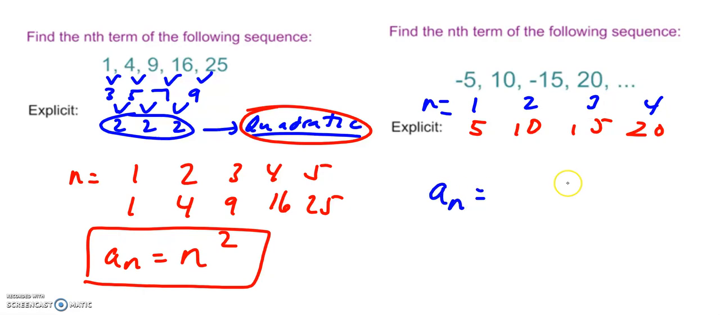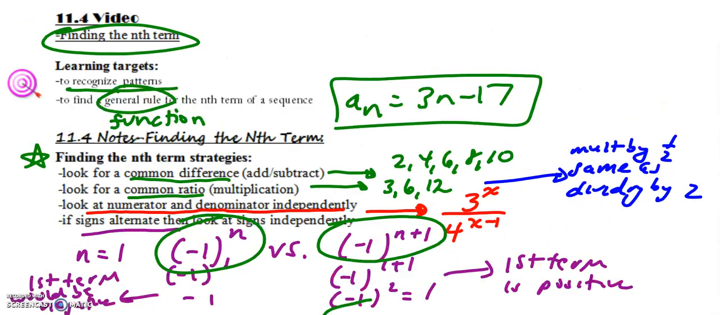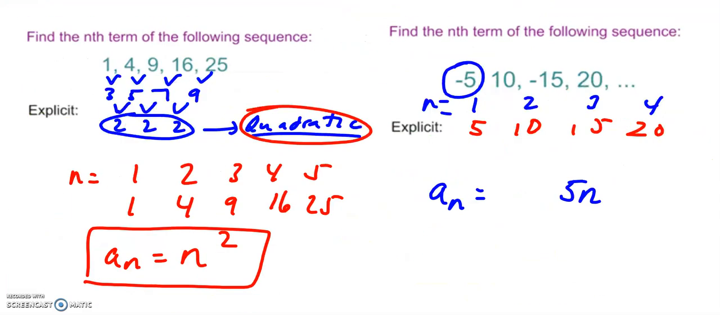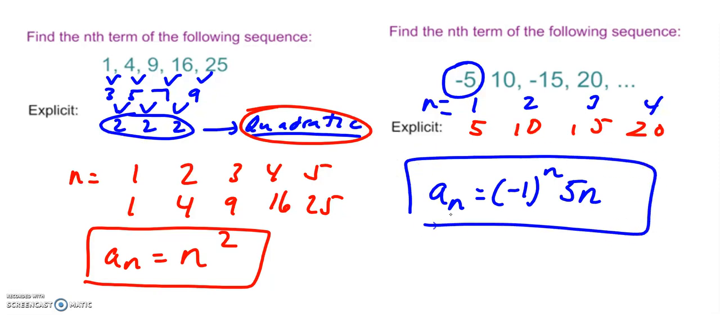So I know in my equation I'm going to have 5 times n, or 5 times the term number I'm on. But we have to deal with this sign issue. So let me go back. We want the first term to be negative. So if I go back to that first page that we talked about, we had two situations where we would use this if the first term you want to be negative, and this if you want to be positive. So I'm going to use negative 1 to the n. So in front of this equation, I would have negative 1 to the n power times 5n.